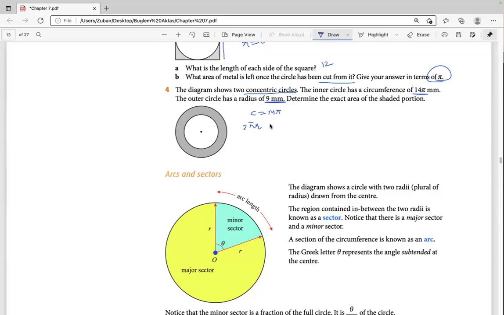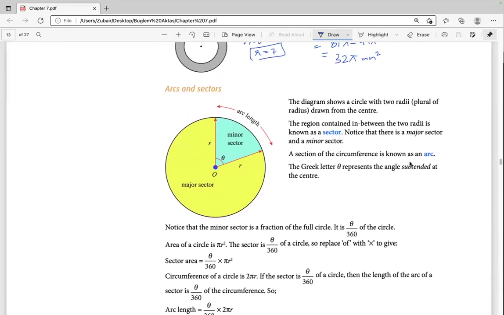I'll try quickly. 2 pi r equals 14 pi for the inner one. Pi goes with pi and radius is 7. So inner has a radius of 7 and outer has a radius of 9. To determine the exact area, area would be pi r square minus pi r square. 9 times 9 is 81 minus 49, and 81 minus 49 is 32. You said 32? Yes. Very good. So that is millimeter square.